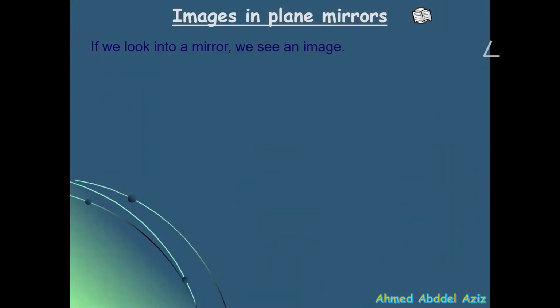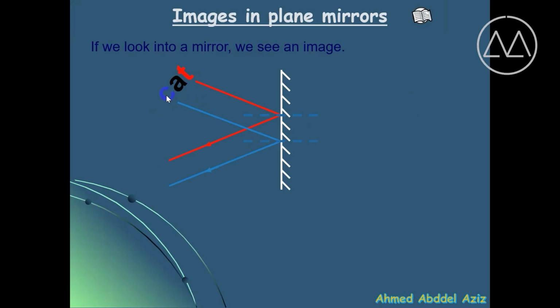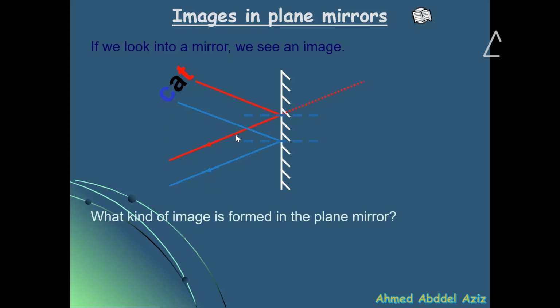Now let's figure out the properties and the position of the image formed in a plane mirror. If we look into a mirror, we see an image of the object in front of the mirror. For instance, we have the word cat here, and from each object we take two incident rays. So we have the first incident ray, which will be reflected like this. The second incident ray will be reflected like this. Take the extension of the two reflected rays to figure out the position of the image formed behind the mirror, which is imaginary or virtual.